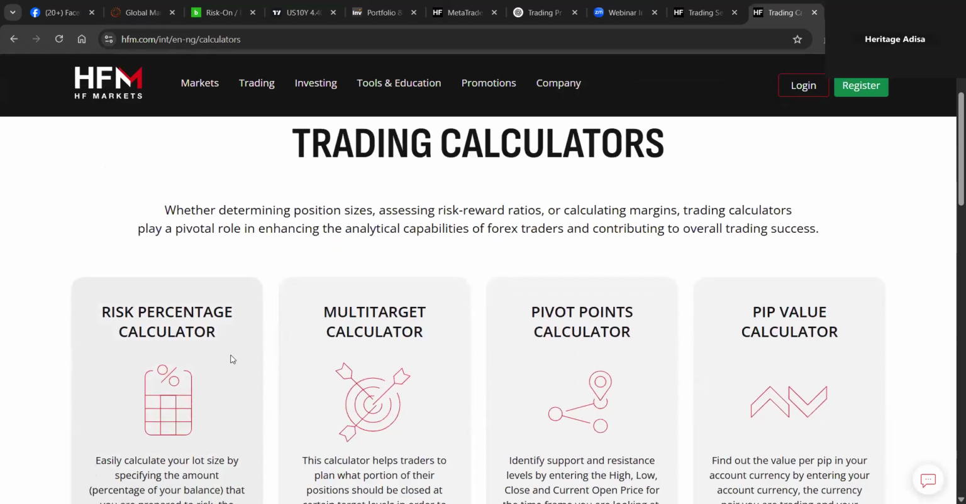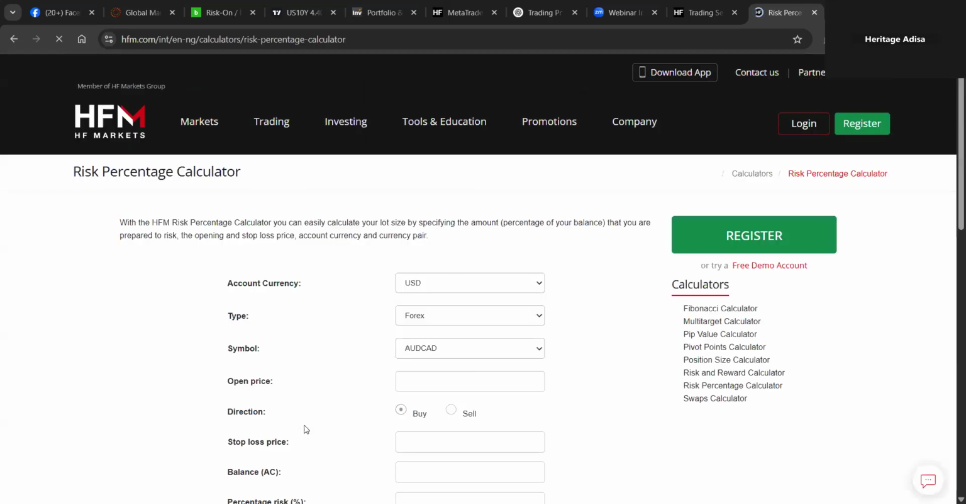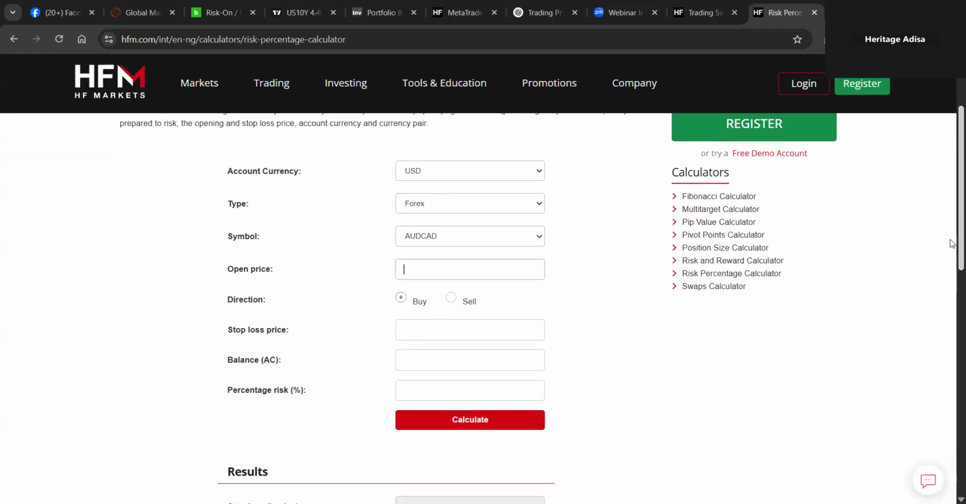The first one, particularly, that helps us calculate lot size, you'll notice that the way it works is it asks you where you want to enter the market, your open price, which you would know based on support and resistance. And it also asks you where you want to put your stop loss. It is based on that and how many percent you want to risk that it will correct your lot size.